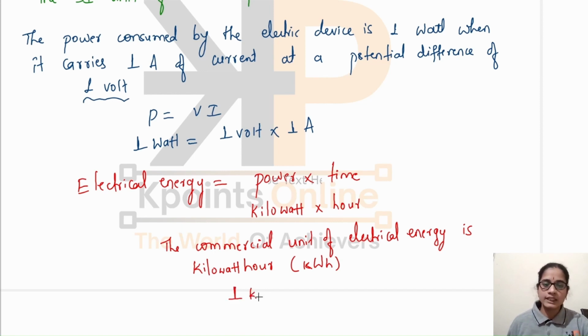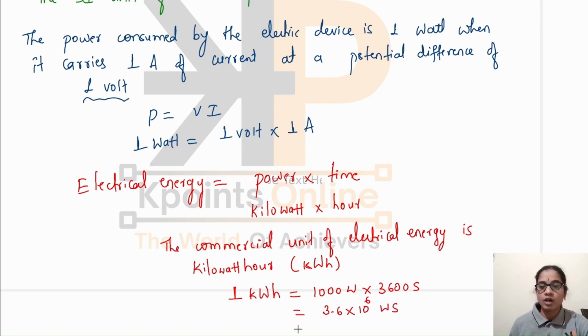How much is a kilowatt hour? Let's see. 1 kilowatt hour: 1 kilowatt is equal to 1000 watts, and 1 hour is 3600 seconds. So we get 3.6 into 10 raised to 6 watt seconds, or you can also use 3.6 into 10 raised to 6 joules, as it is the unit of energy. So remember, 1 kilowatt hour is equal to 3.6 into 10 raised to 6 joules.